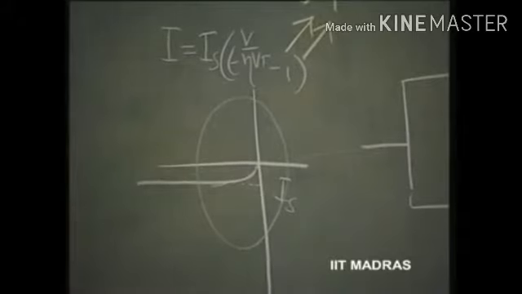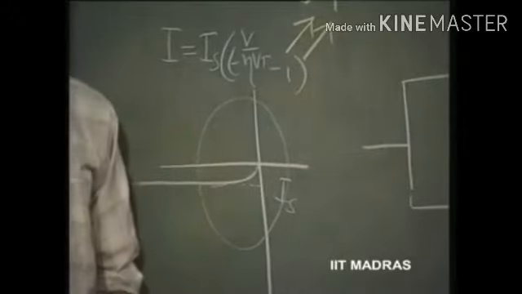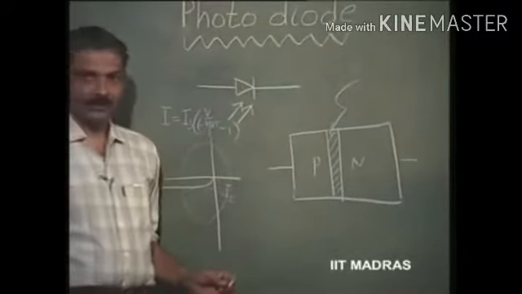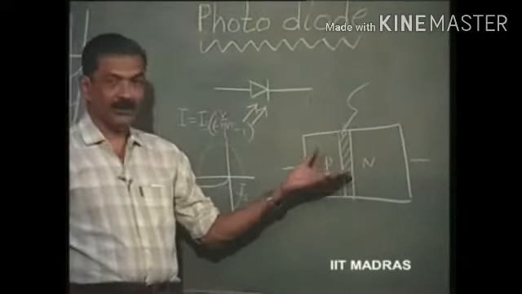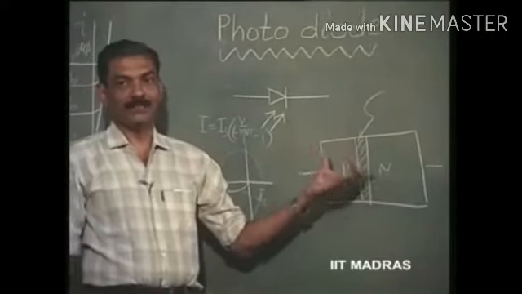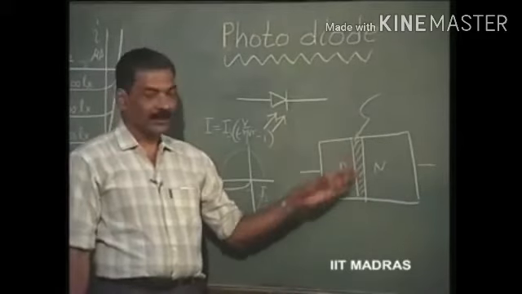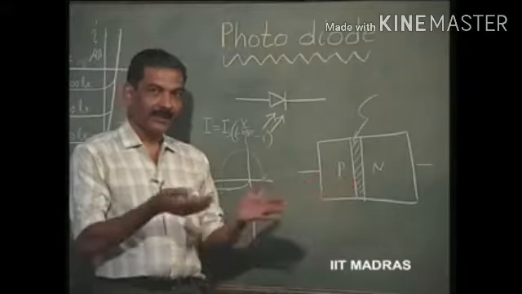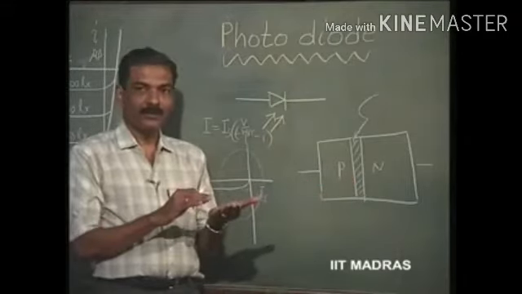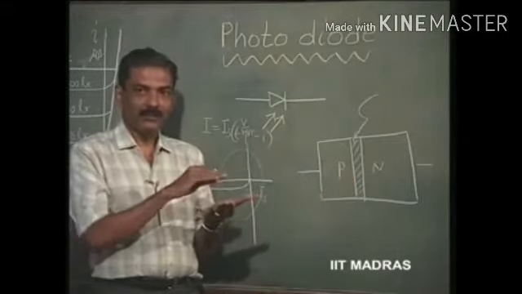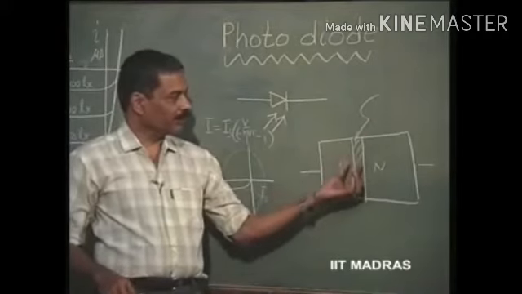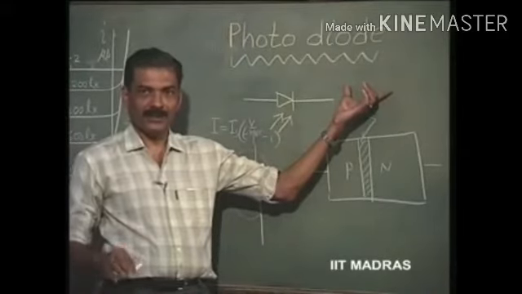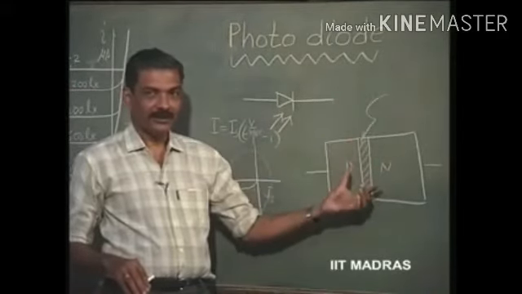Now, what happens if I make light fall on this junction? That means there should be a facility to expose the junction to light. So, that is the constructional feature of a photodiode, where this junction is physically exposed to light, which means these diodes will have a sort of glass window which will expose the junction directly to light. That is the only difference in constructional feature for these photodiodes.